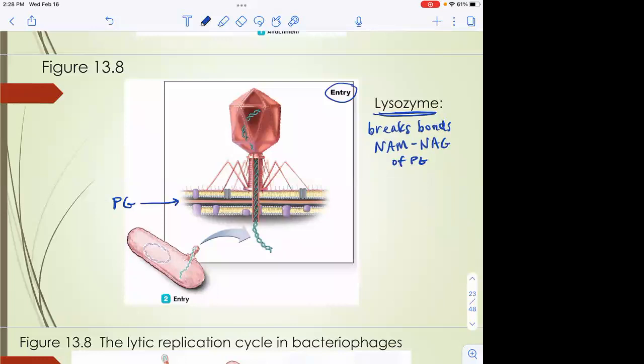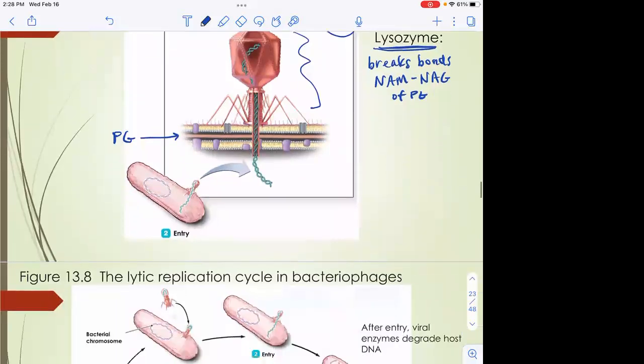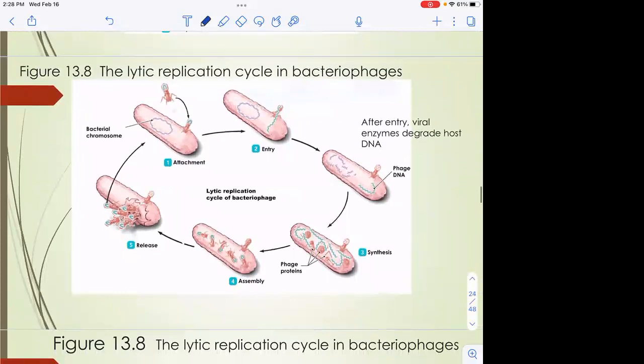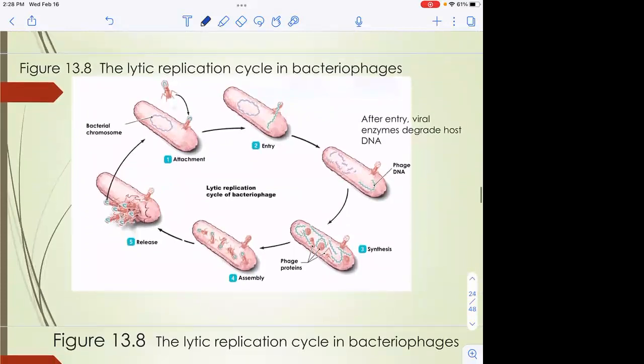Okay, and then basically the rest of this, the capsid, the tail fibers, all that stuff just falls off. Its job is done. Once the nucleic acid is inside the cell, the first thing that happens here is that some viral enzymes will break up the host chromosome.